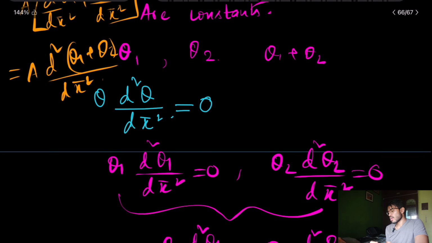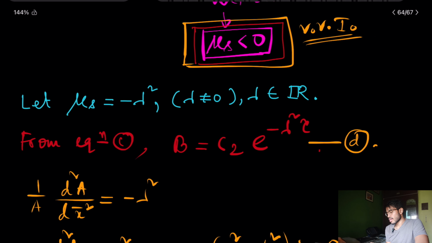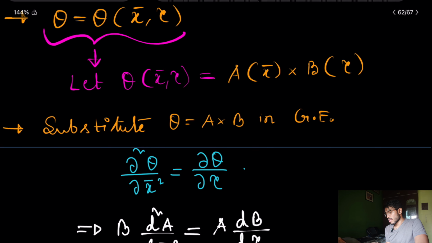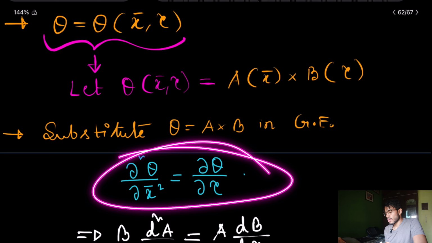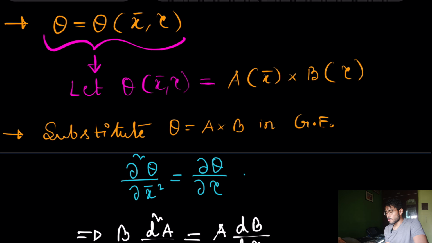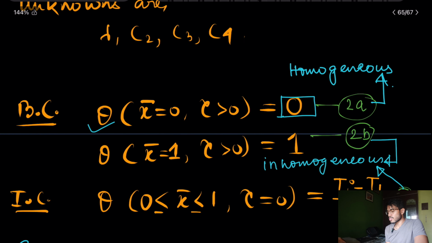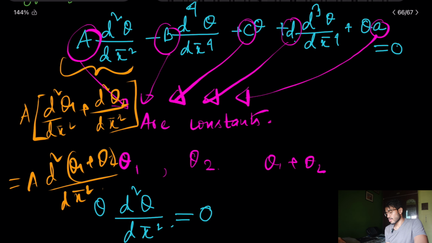Okay, clear? So here also our governing equation, that is this one, is a linear differential equation. If you put theta 1 and theta 2 and add them, then you will get theta 1 plus theta 2 here. That means if theta 1 is a solution and theta 2 is also a solution, then I can say that theta 1 plus theta 2 is also a solution. Okay.